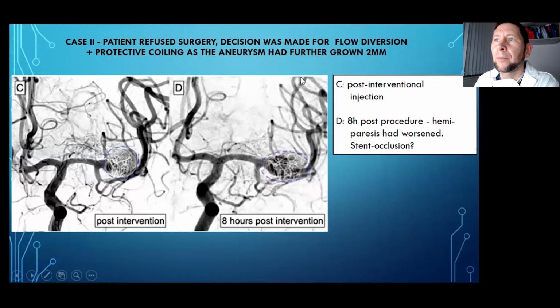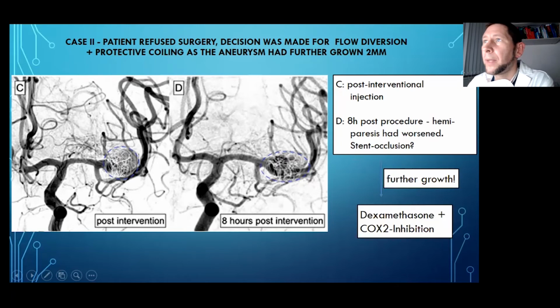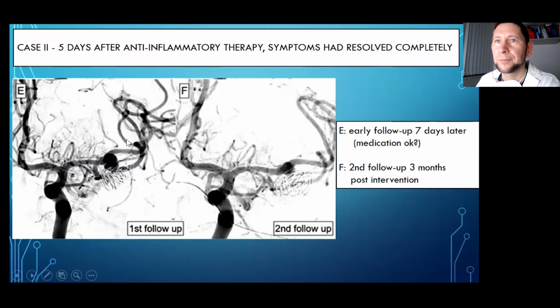Then we did flow diversion plus protective coiling, as the aneurysm had grown significantly within a very short time. So we decided on anti-inflammatory treatment in this context. If you compare the images directly after implantation and that at the early follow-up after worsening of symptoms, you can see that the shape of the coil package has changed significantly, which was related to the inflammatory effect of the aneurysm. Then 5 days after anti-inflammatory treatment, the symptoms had resolved completely.